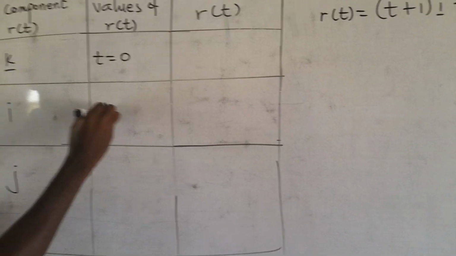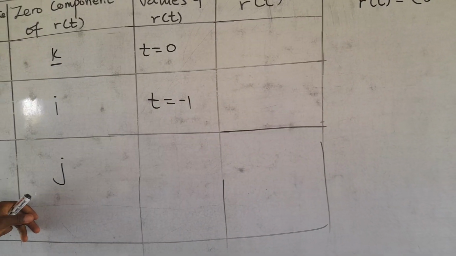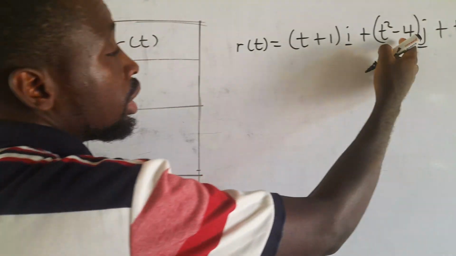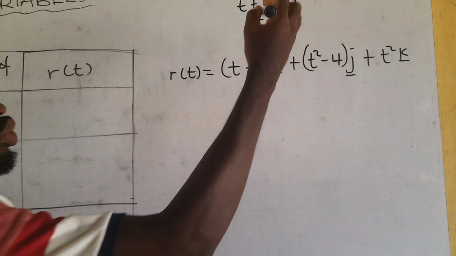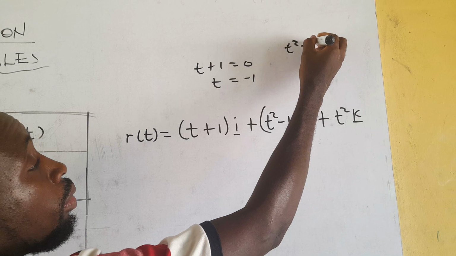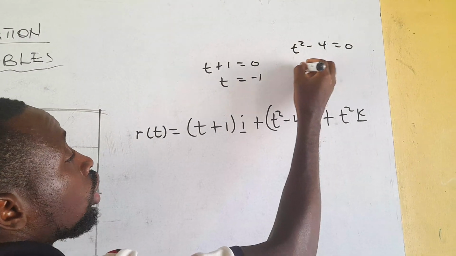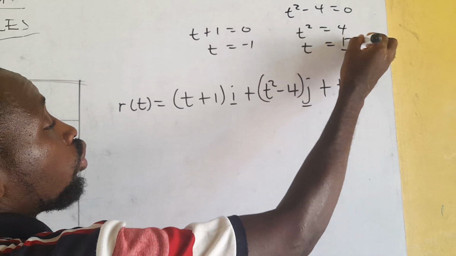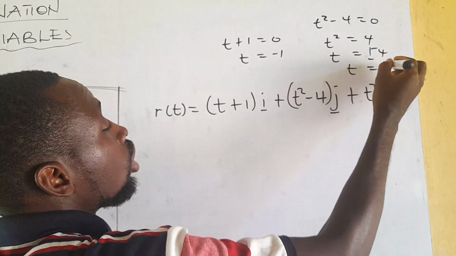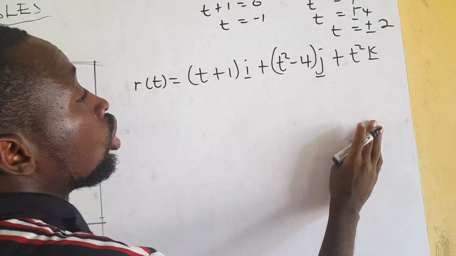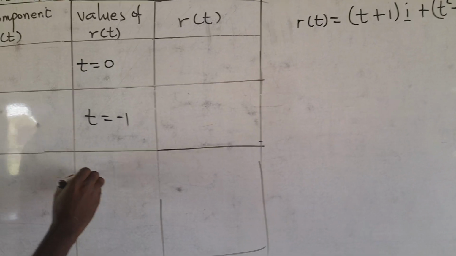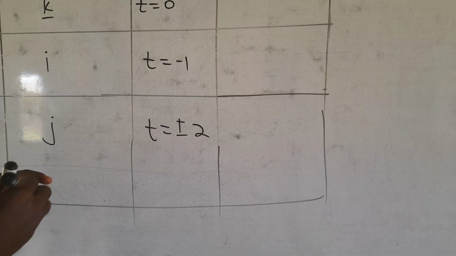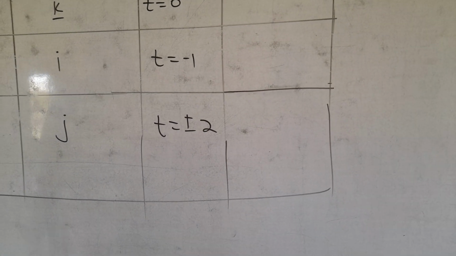So when t is equal to negative 1 here, then the j direction means we equate t squared minus 4 to be equal to 0. T squared minus 4 equal to 0, t squared will be equal to 4, and t will be equal to the square root of 4, and that will be equal to plus or minus 2. So we can say when t is equal to plus or minus 2, the j direction will cease to exist.